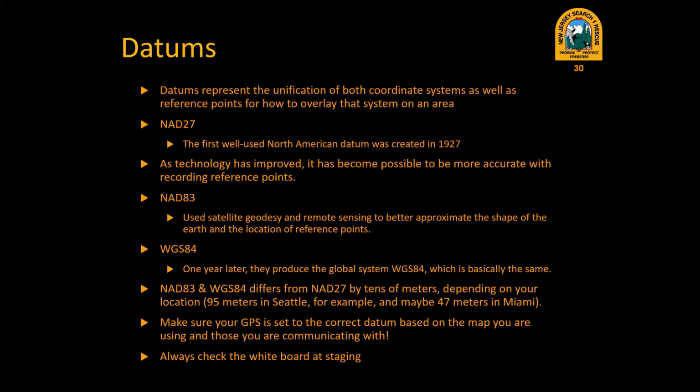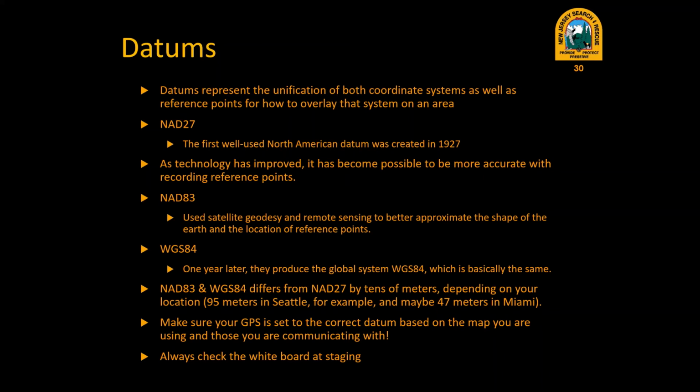Now, NAD 83 and WGS 84 differ substantially from NAD 27, often by tens of meters, but it depends on your location. So for example, the same set of coordinates represented in the real world would be 95 meters apart in Seattle between NAD 83 and NAD 27, and in Miami, roughly 50 meters.